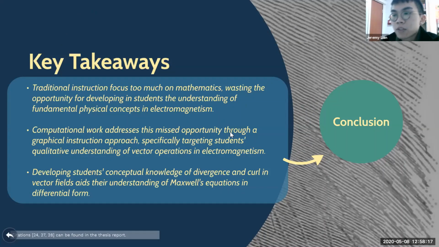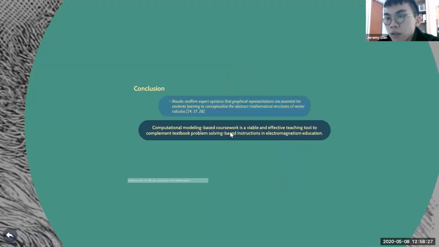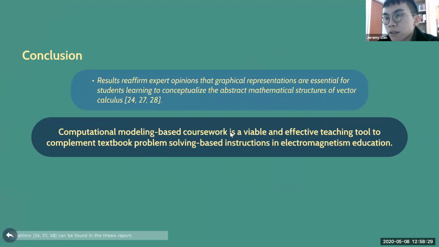We see that developing students' conceptual knowledge of divergence and curl in vector fields aids their understanding of Maxwell's equations in differential form. Thus, in conclusion, the computational modeling-based coursework is in fact a viable and effective teaching tool to complement traditional textbook problem-solving based instruction for electromagnetism education. Our results reaffirm expert opinions that graphical representations are essential for students to conceptualize the abstract mathematical structures of vector calculus.